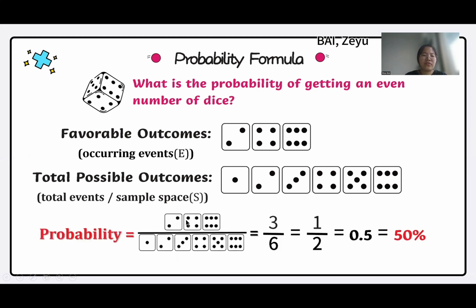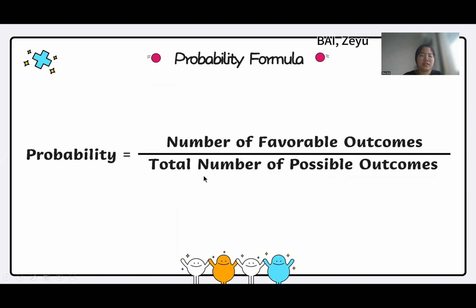The probability of an even number is equal to the favorable outcomes 2, 4, 6 divided by the total possible outcomes 1, 2, 3, 4, 5, 6, which is 3 over 6. It is equal to 50%. So we can see the probability of getting an even number on a dice is equal to 50%. From this question, we know the probability formula is equal to the number of favorable outcomes divided by the total number of possible outcomes. So this is the basic concept of probability.